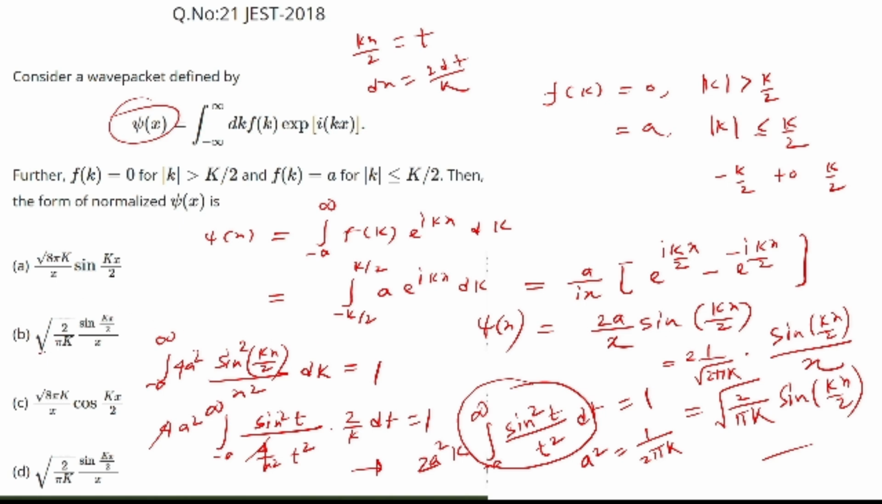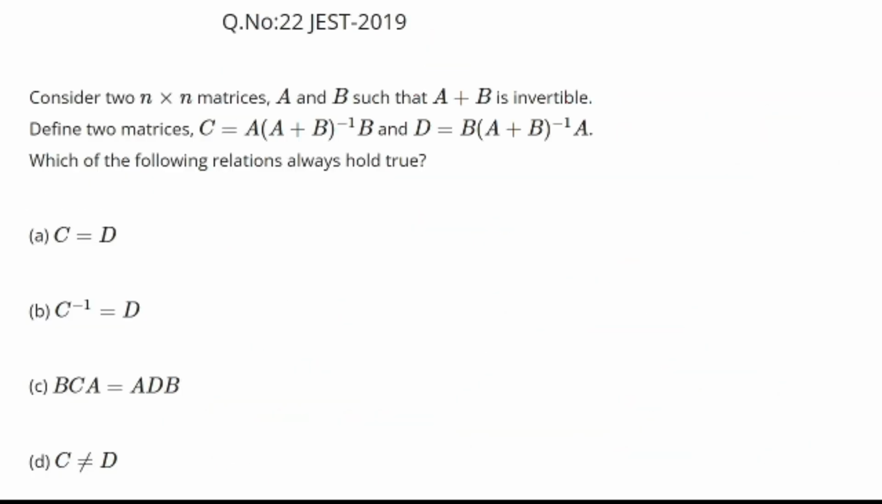Option B, I think, root 2 by pi k. Both options are the same option, so let's take B.